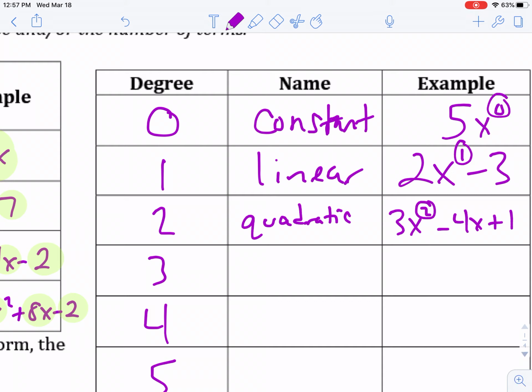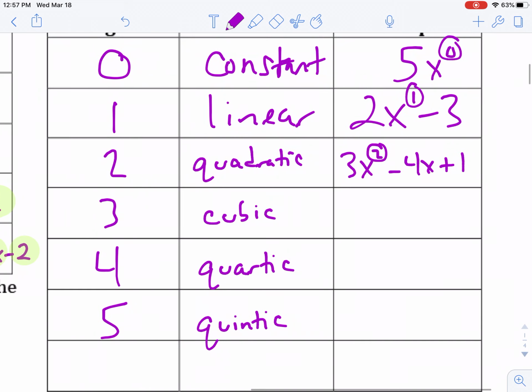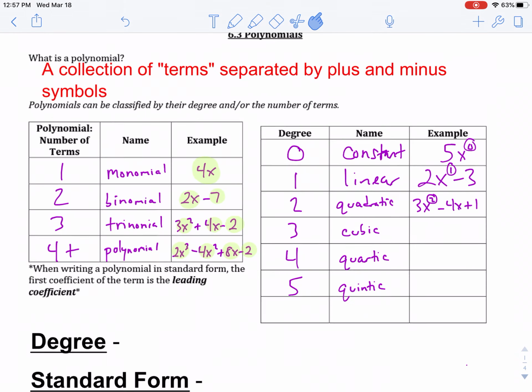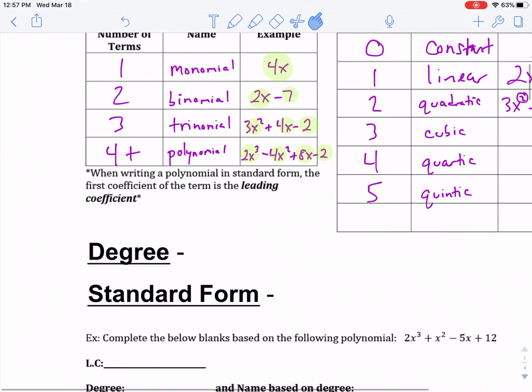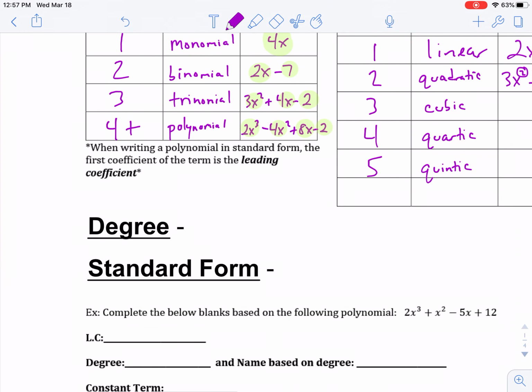So see how the progression goes of the exponents, 0, 1, 2, and then a 3 exponent is called a cubic. 4 is called quartic. 5 is called quintic. And then you could write your own examples for all of those. It's just the exponent of the x variable grows by 1 each time. Okay, so real quick, the degree is the exponent of the highest term.